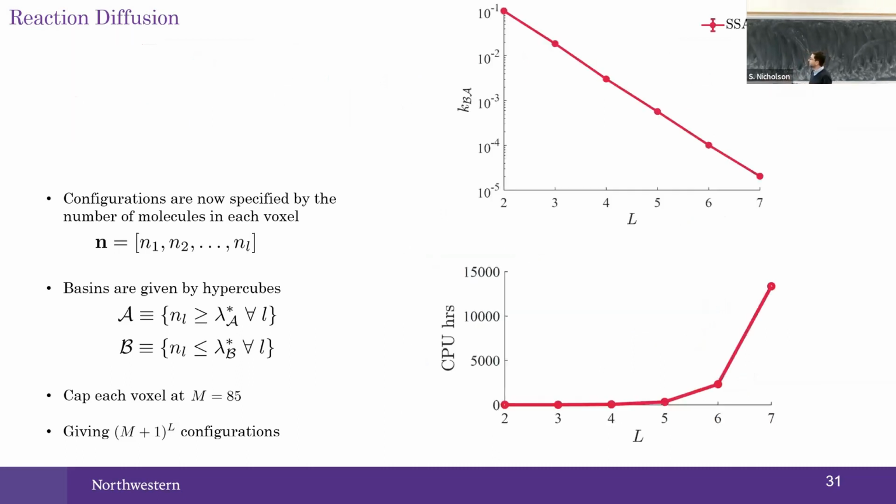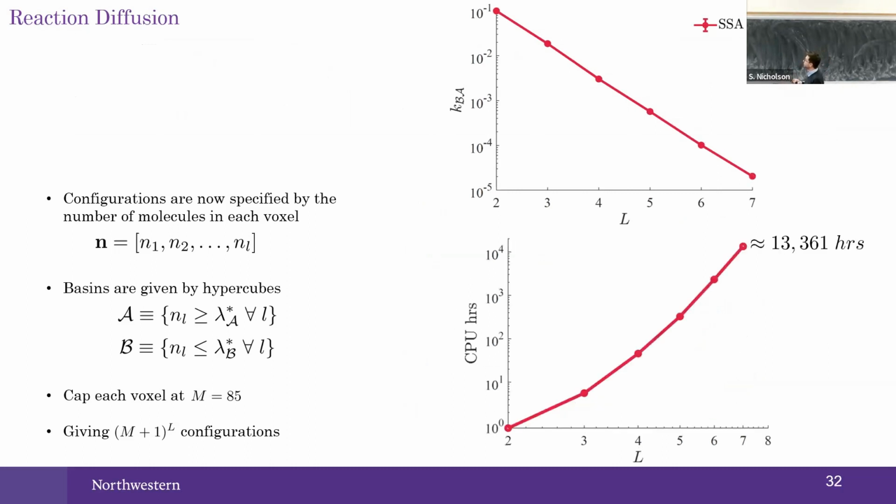And the cost is that the time it takes to do these calculations is really unfortunate. So the number of CPU hours to calculate these rates directly using Gillespie looks like it's growing exponentially. And if we put this on a log linear scale, it actually looks like it's growing slightly super exponential.